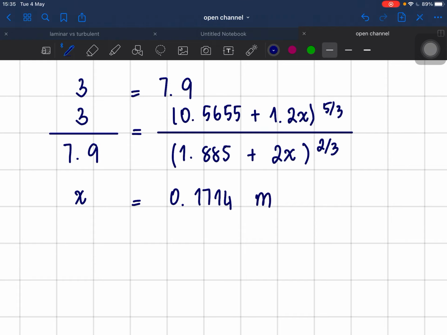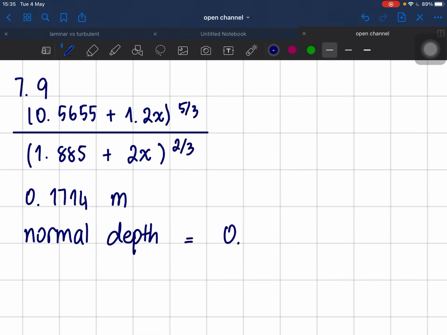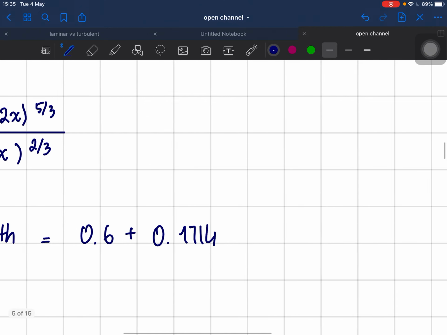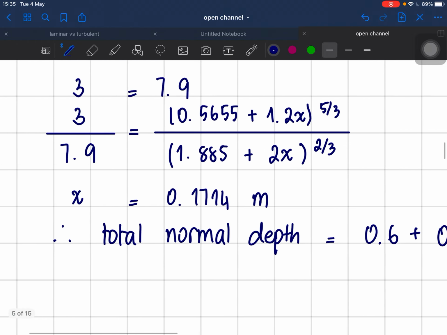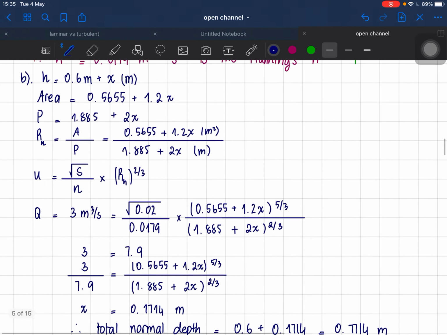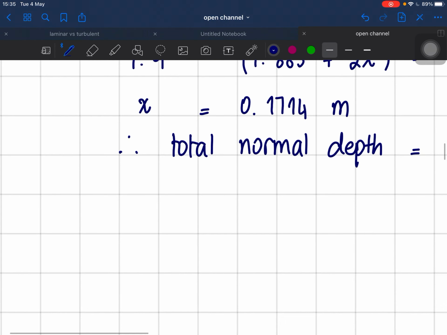0.1714 meter. So the total normal depth here is equal to 0.6 plus 0.1714, which equals 0.7714 meter. So this is answer B, and then we can continue to question C.